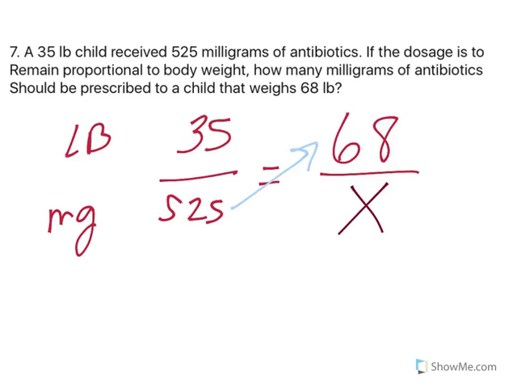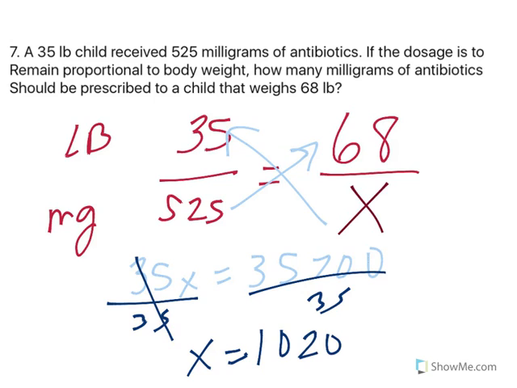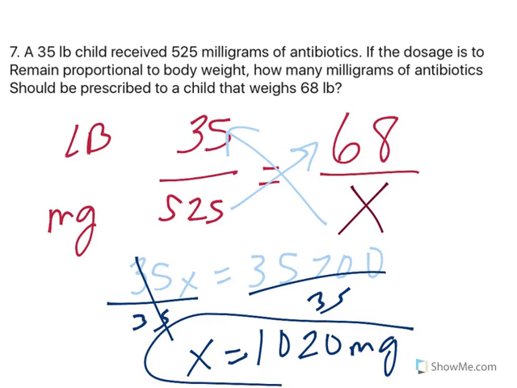All right, so I cross multiply. 35x equals 35,700. Divide both sides by 35, and x equals 1,020 milligrams. Which makes sense. 35 to 68 is almost double. 525 to 1020 is almost double. So that does make sense. So use logic when playing with proportions.